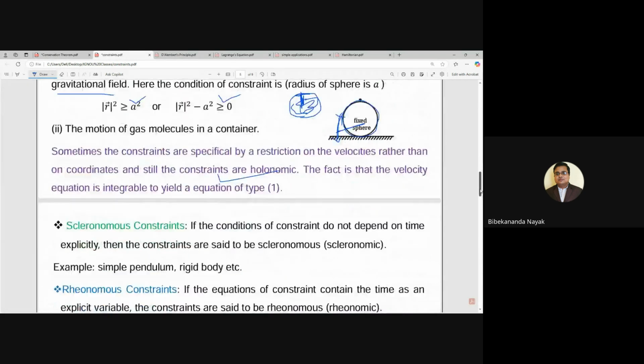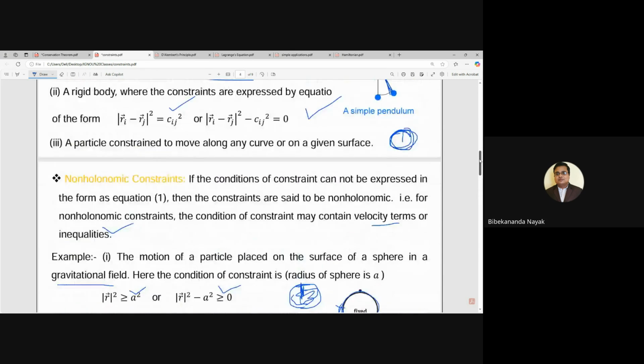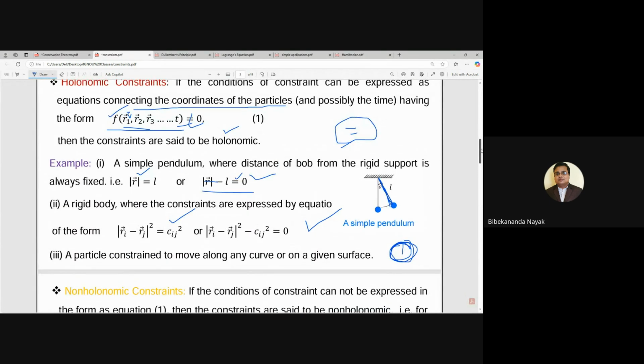Again, depending on time, if the condition of constraint doesn't depend on time, then the constraints are called scleronomic. A simple pendulum, a rigid body: there is no time here in the equation of motion. So they are scleronomic constraints.